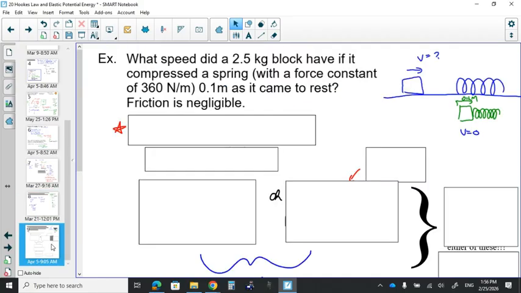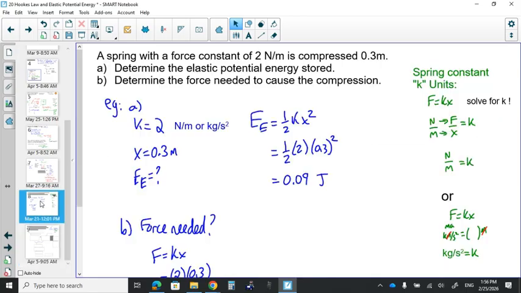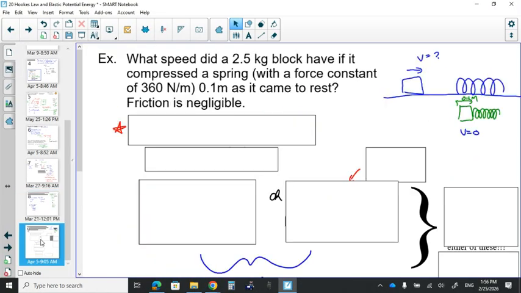And here's another nice example. If you have a 2.5 kilogram block sliding towards a spring, and you experimentally see that it comes to rest after compressing the spring 0.1 of a meter, or 10 centimeters, in other words. And if there's negligible friction in the situation, ignoring all the losses. The losses were ignored here too, really. But the question is, what speed did it have?